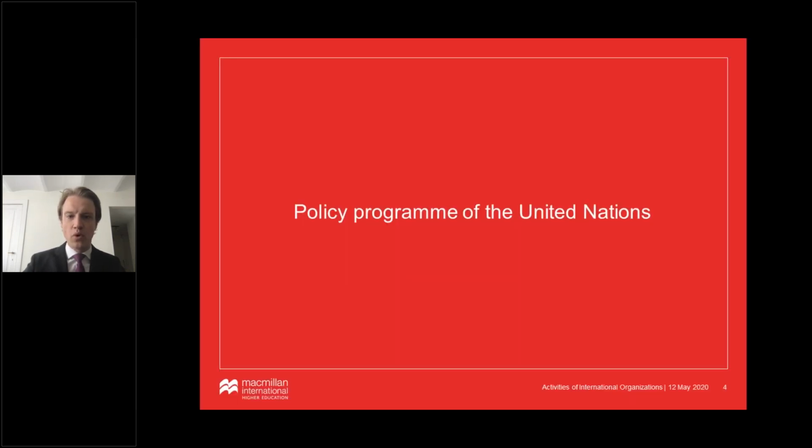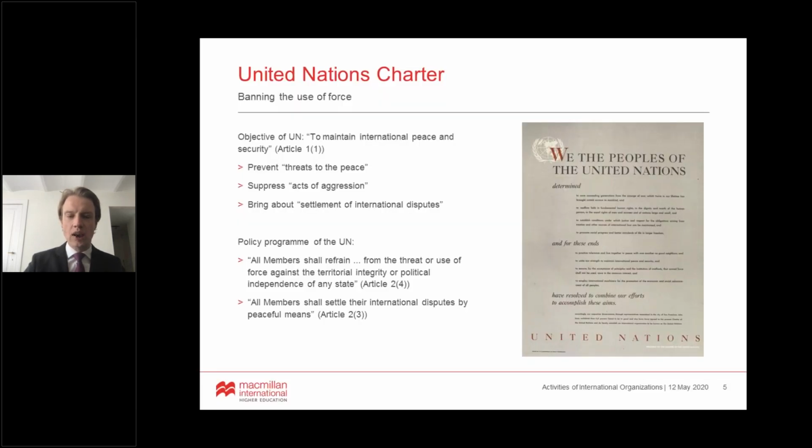So let's have a look at the policy program of the United Nations. And the first thing to have a look at then is the UN Charter. You see a nice picture on the slide of the UN Charter, "We the Peoples of the United Nations." And the UN Charter states quite clearly that the key objective, the principal objective of the United Nations is to maintain international peace and security. That's Article 1.1, the very first bit of the UN Charter. It is about maintaining peace and security, the objective of the UN.